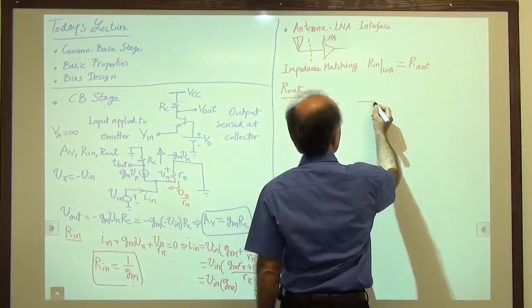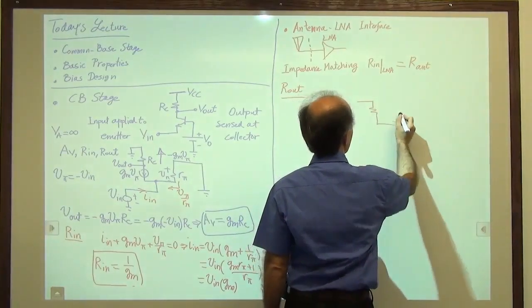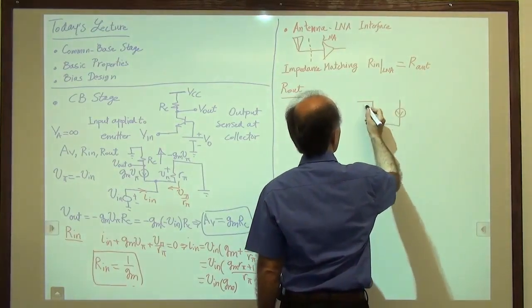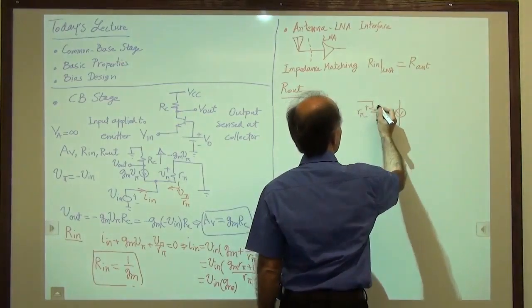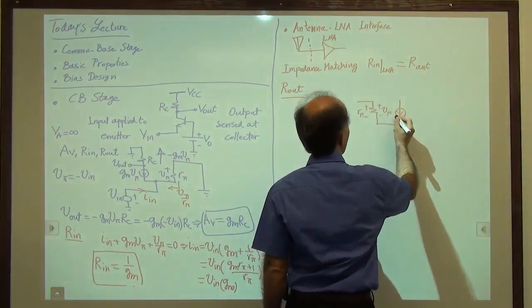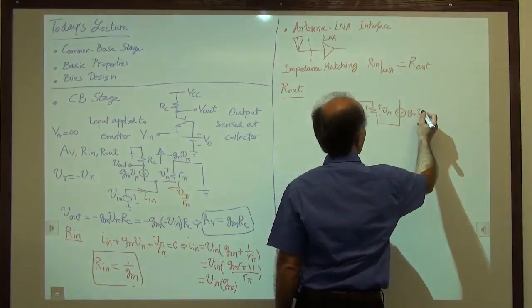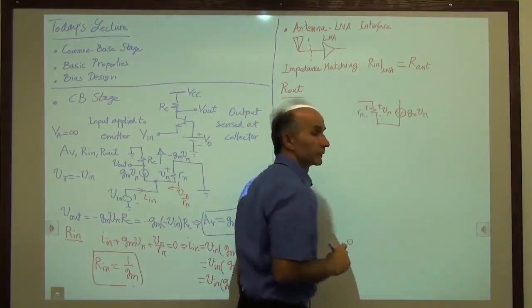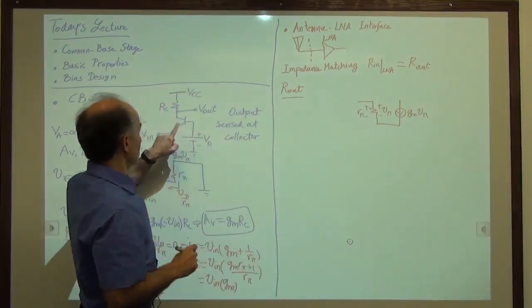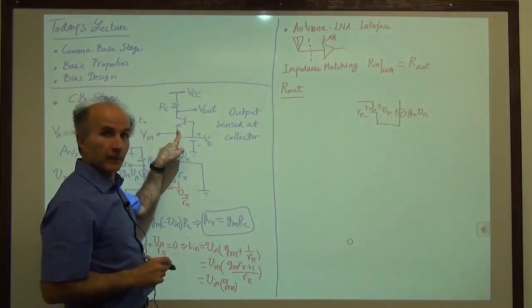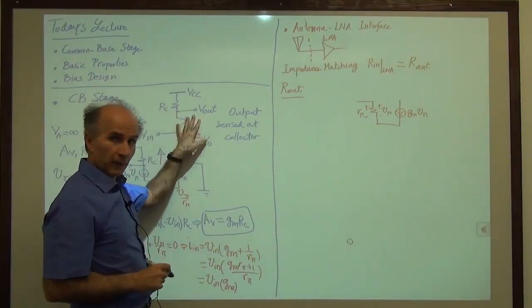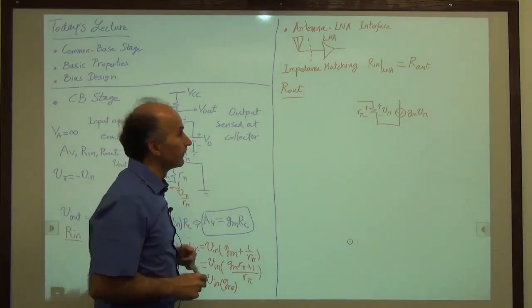Okay, so here's R pi, V pi, GM V pi. All right, I'm drawing the small signal model of this circuit here. It's okay, I can draw it this way, I can draw it that way. It's just all a matter of drawing.